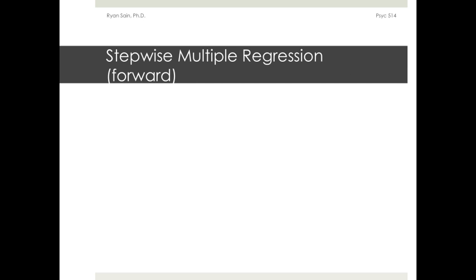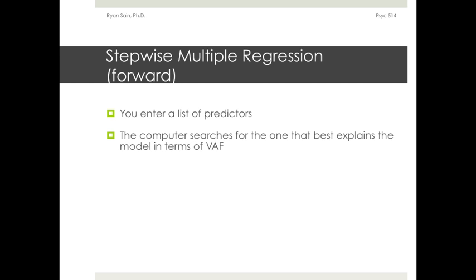We've got two ways, forward and backward. So this is where we enter a list of predictors, and the computer searches for the one that best explains the model. Right? So it just runs each one by itself. Which particular predictor by itself is the best one? Right? So like it says here, say 60%. So we find the one that predicts the model best, that's 60%.